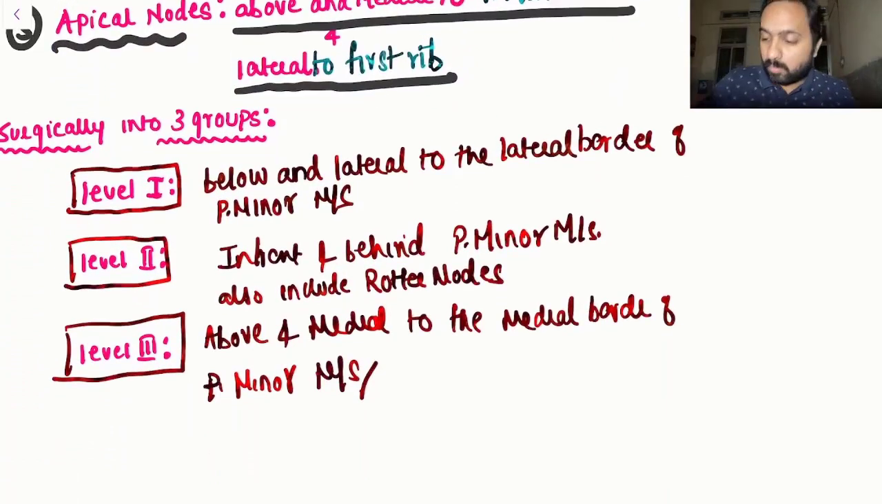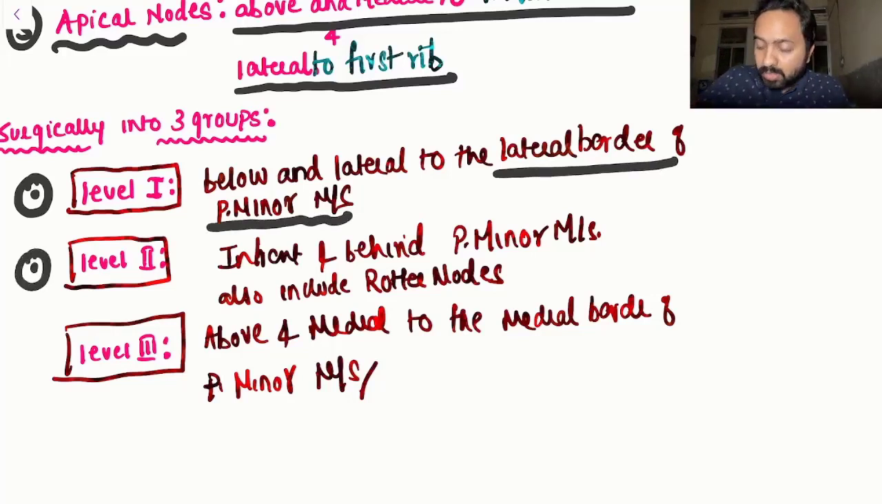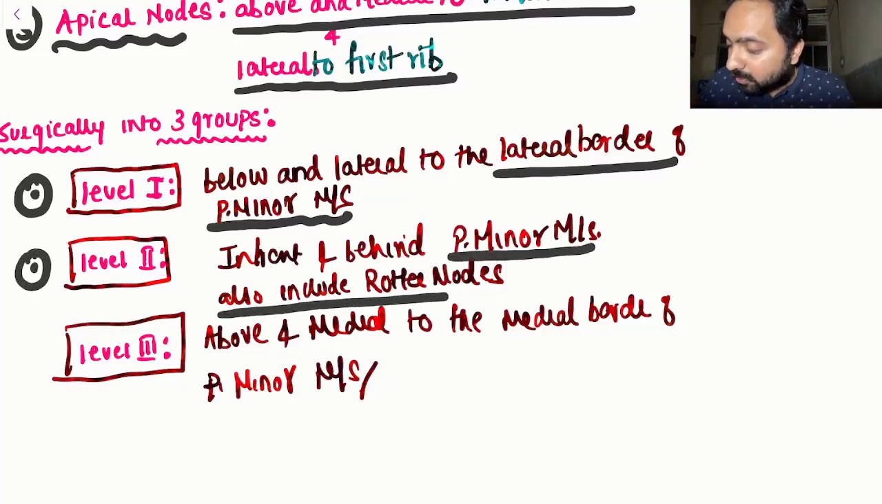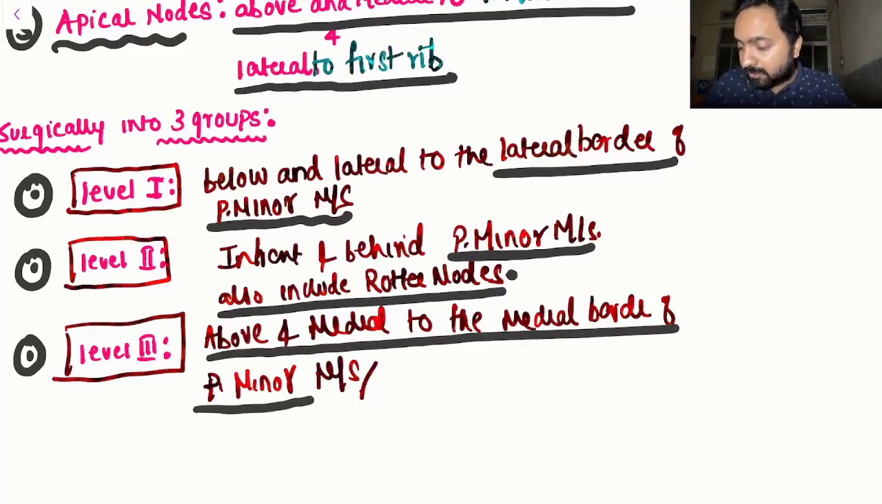So these are your various groups of lymph nodes, and they are divided surgically into the 3 levels. Level 1: so what are your level 1 group of lymph nodes? These are below and lateral to the lateral border of your pectoralis minor. Level 2: they are in front and behind the pectoralis minor muscle, which also includes your Rotter nodes. Then we have your level 3, which is above and medial to the medial border of pectoralis minor muscle.